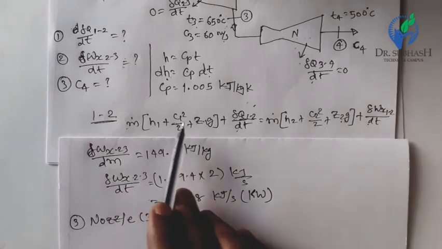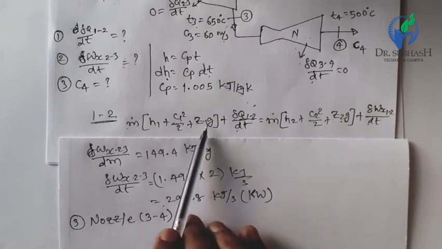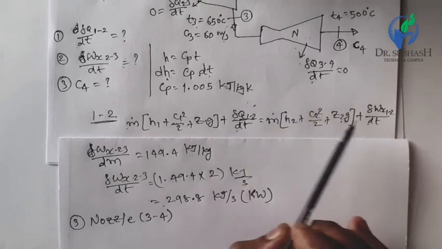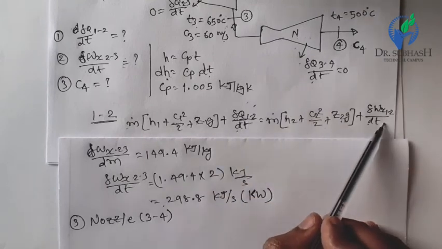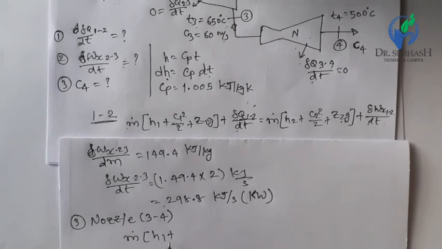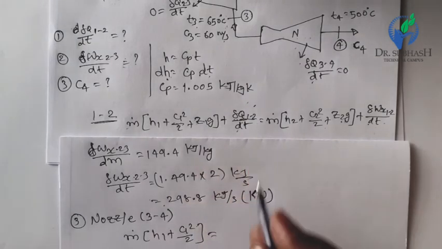So our equation will reduce to mass flow rate times H1 plus C1 square by 2 equal to, and this will be neglected, so mass flow rate times H2 plus, sorry, this is in 3 to 4 form, so H3 plus C3 square by 2 equals mass flow rate into H4 plus C4 square by 2, and work transfer is also 0 here, so our equation will reduce to this form.